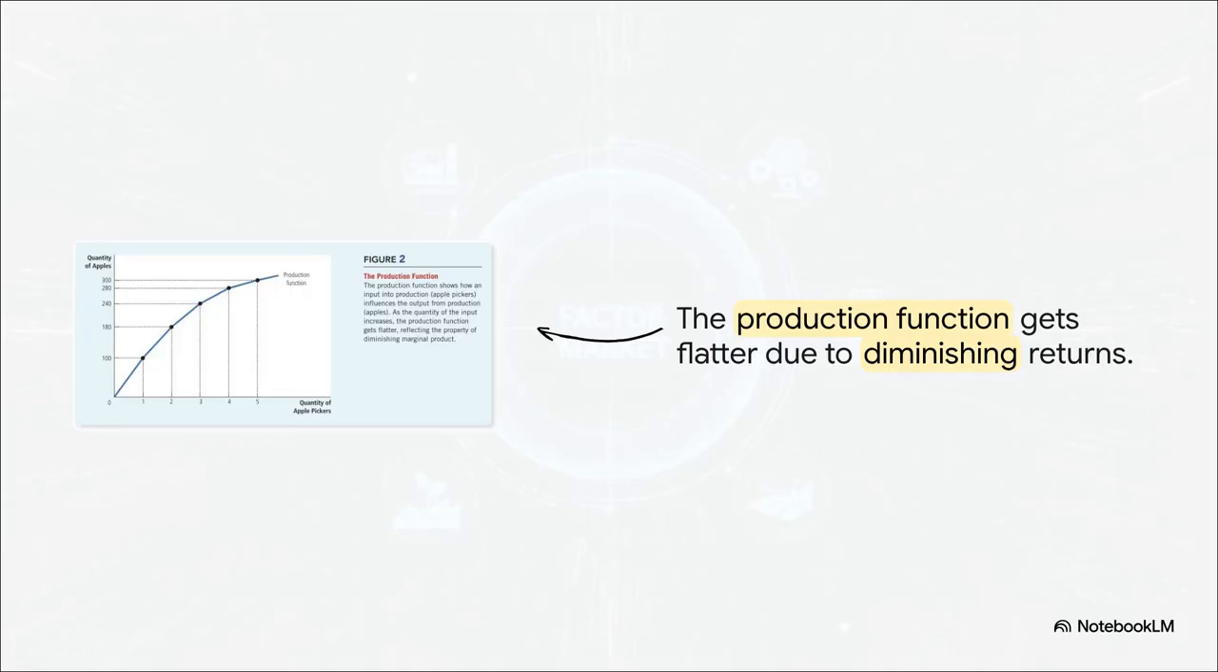Let's use Caroline's apple orchard as an example. When Caroline hires her first few workers, apple production just shoots straight up. But as she crowds more and more pickers into that same orchard, they actually start bumping into each other. The production curve starts to flatten out. This is a crucial parameter known as diminishing marginal product. Basically, each new worker adds slightly less to the total crop than the worker who came right before them.